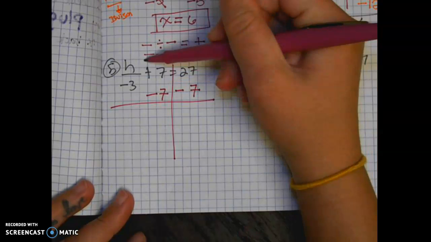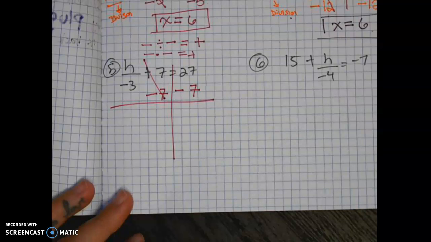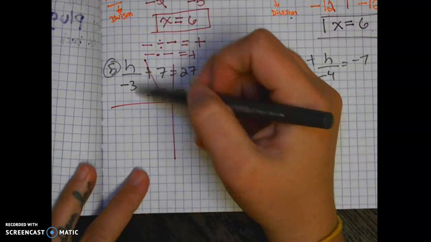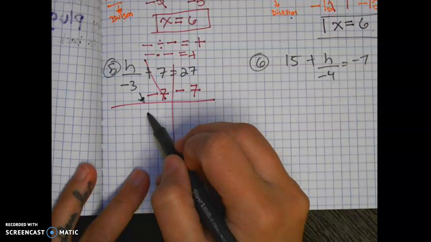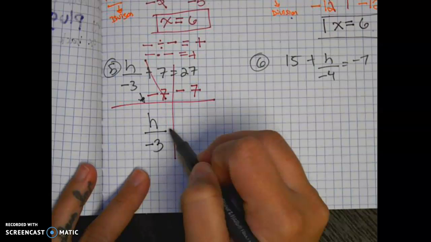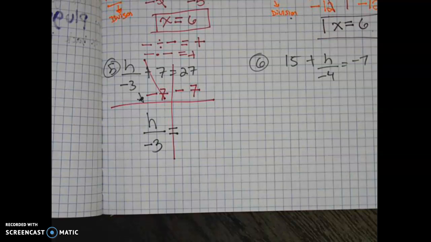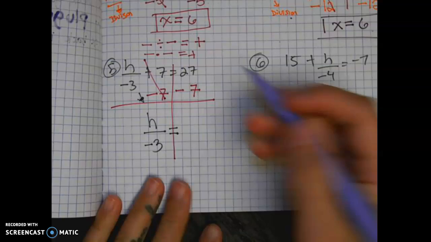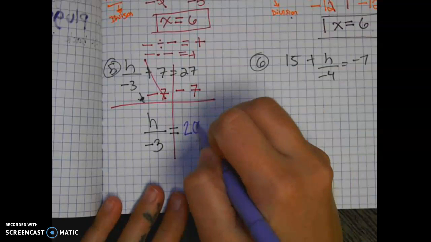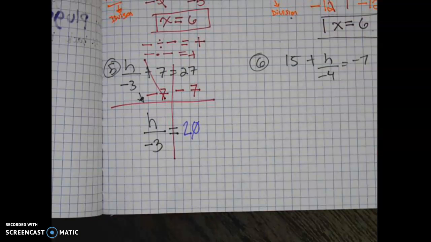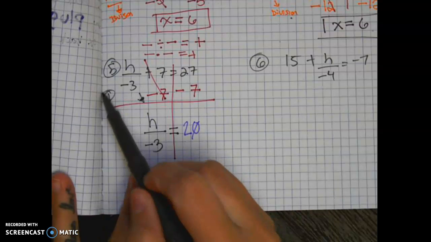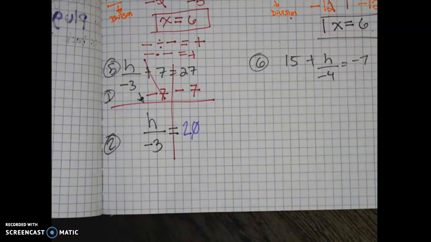On the left side, it's going to cancel. I'm going to bring down all of this h divided by negative 3 because I haven't done anything at all to it. Then I have my 27 minus 7, which is going to give me a 20. So there's my first step. Here's my second step, right? Two-step equations.